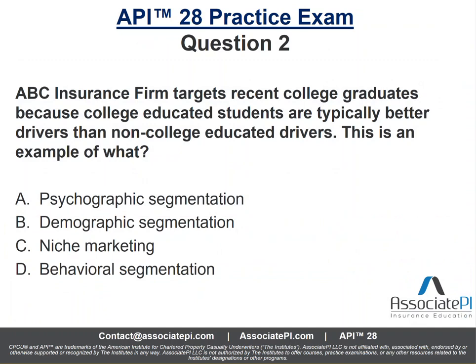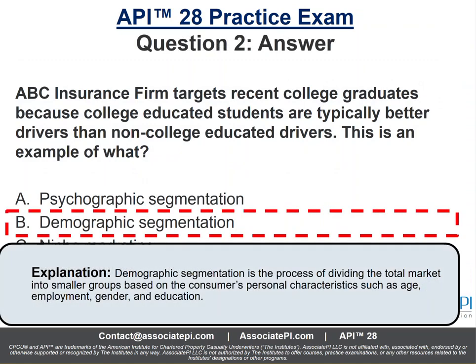So let's move on to the correct answer. Correct answer is B, demographic segmentation. So here, again, kind of a concept question because you just have to know what is demographic segmentation, and it's a type of marketing segmentation, and this exemplifies it. Demographic segmentation is the process of dividing the market into groups based on the consumer's personal characteristics such as age, employment, gender, and education. So the dead giveaway here is that they are targeting college-educated graduates because of education. So because they are forming their target market based on education, we know that's demographic segmentation.